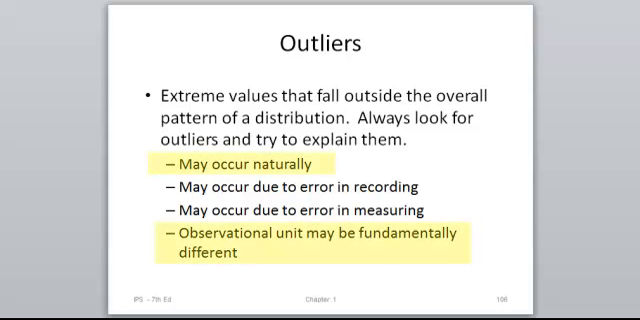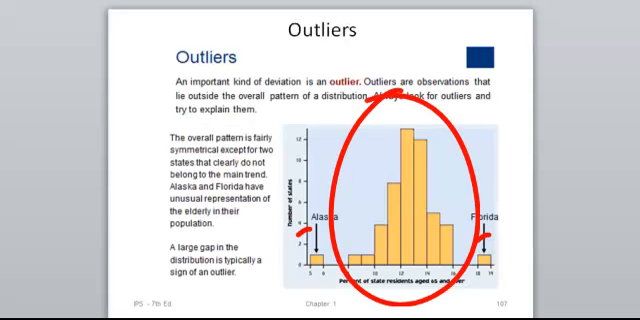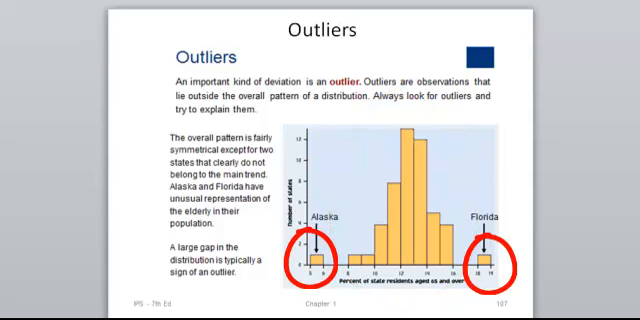However, if it occurs naturally, or the observational unit may be fundamentally different, that's where the trouble comes in, and how we do our analysis is very important, because there are some analyses that an outlier greatly disturbs. In other words, it makes it unreliable if you use it. If someone just willy-nilly gets rid of an outlier and does the analysis, although they get a number and can make a conclusion, the conclusion is not reliable. In this example, the overall pattern is basically symmetric, except Alaska and Florida have unusual representations of the elderly in their population. A large gap in the distribution is typically a sign of an outlier.